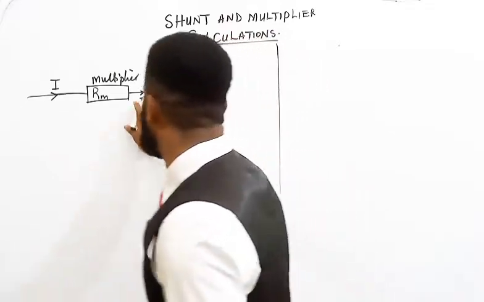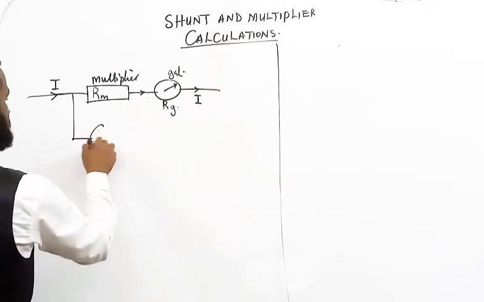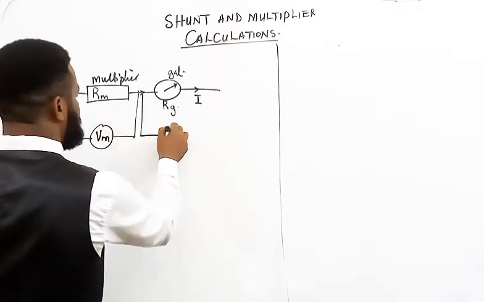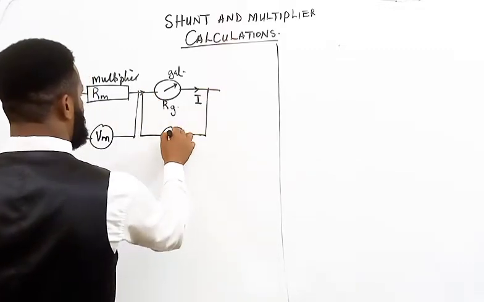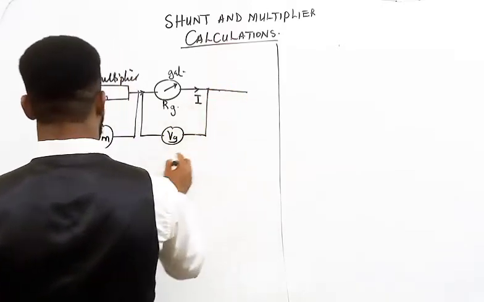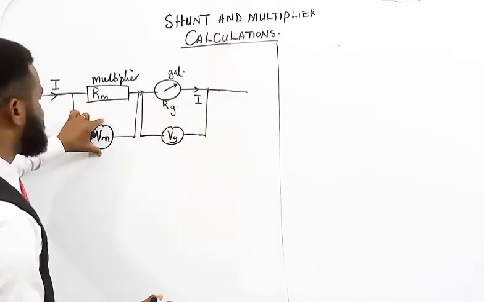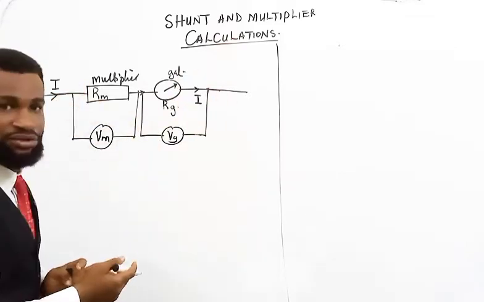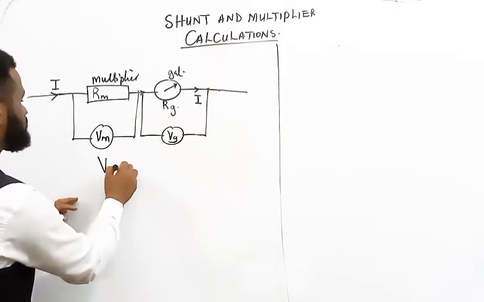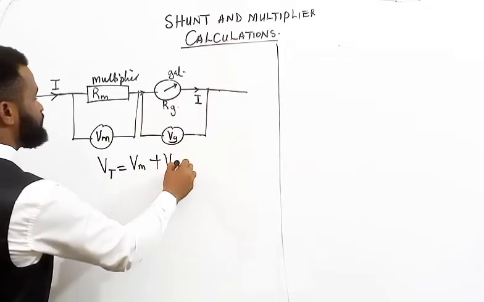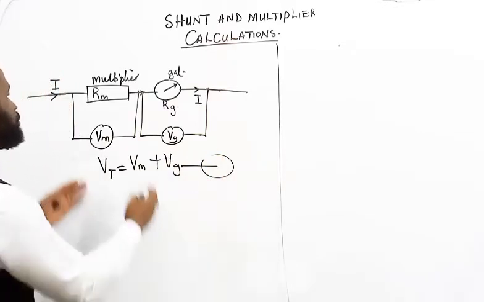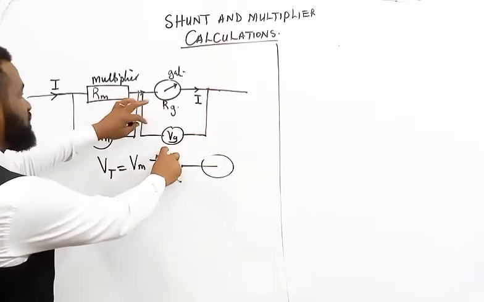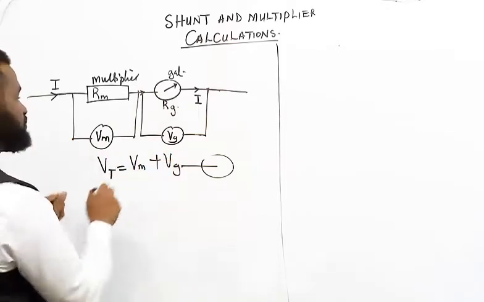Now, what do we do? First, I have to measure the voltage across the multiplier, which is Vm, and the voltage across the galvanometer, which is called Vg. What is going to be the total voltage? The voltage of this plus the voltage of this gives the total voltage that this system can measure. So Vt is equal to Vm plus Vg. This is the equation that helps you to solve a problem on galvanometer.